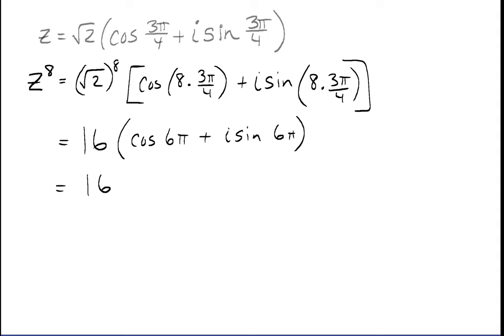All right, we can convert this back into rectangular coordinates, remember, because the whole point is to get it back to rectangular coordinates here. And we have ourselves 1 plus I times 0. And when we get that, we get ourselves 16. So there's the 16. And that would be back to the rectangular coordinate system. That's a whole bunch easier than doing FOIL 8 times over.